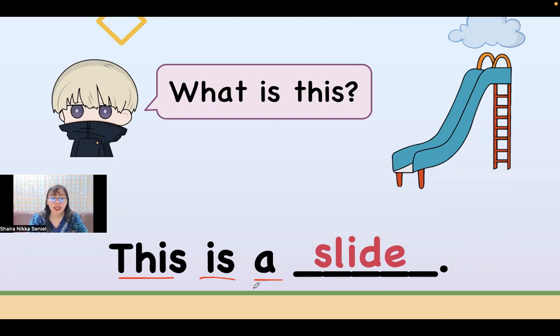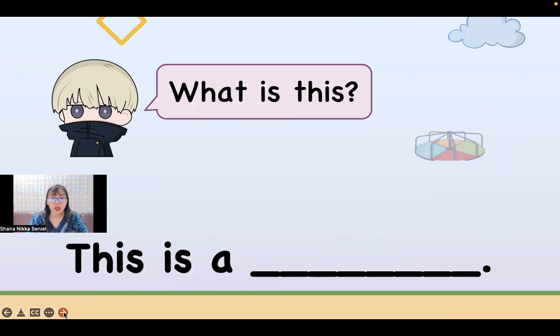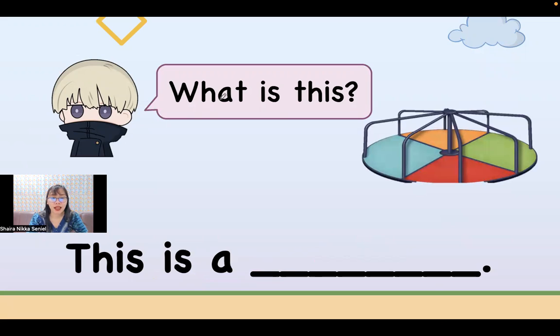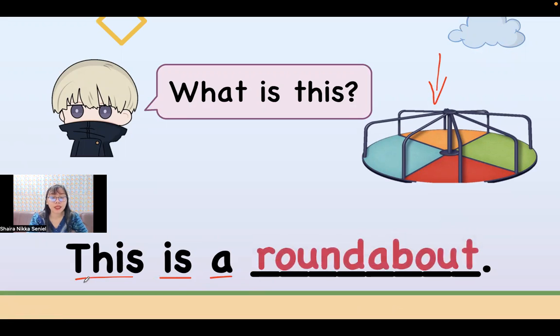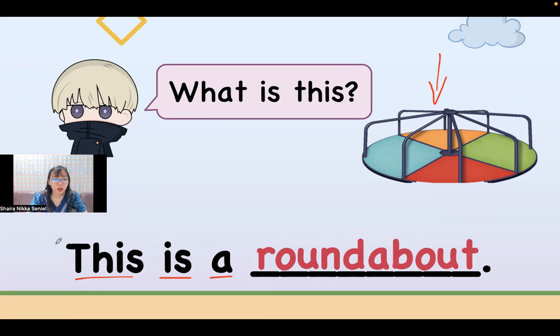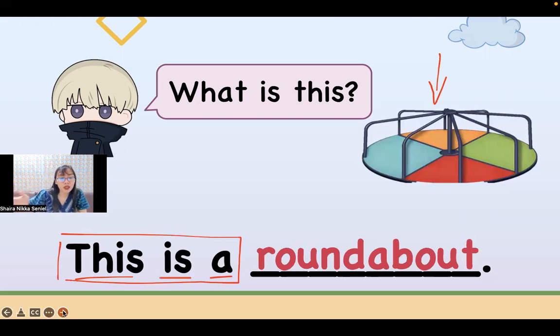This is a slide. Let's try another example. So this guy asked, what is this? What is this? This is a roundabout. Okay, so this is a roundabout. So this is our overall sentence. This is a.